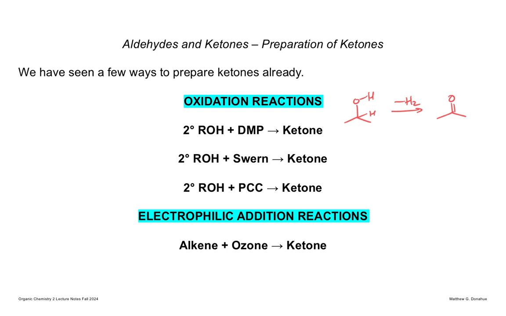And as we saw on the prior slide, if your alkene has all carbon substituents, then again you'll end up with ketones. Since that alkene is symmetric, you end up with two equivalents of acetone.